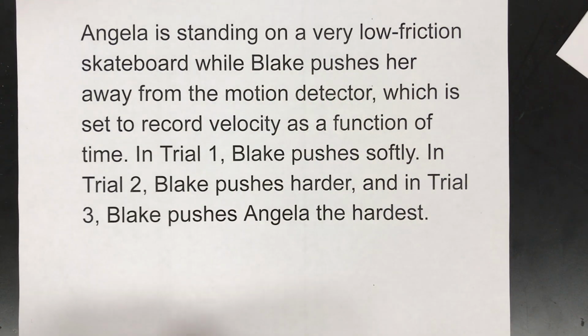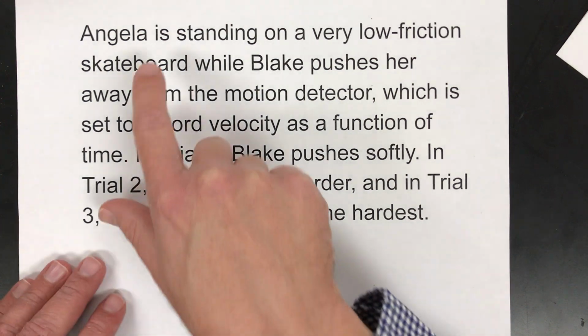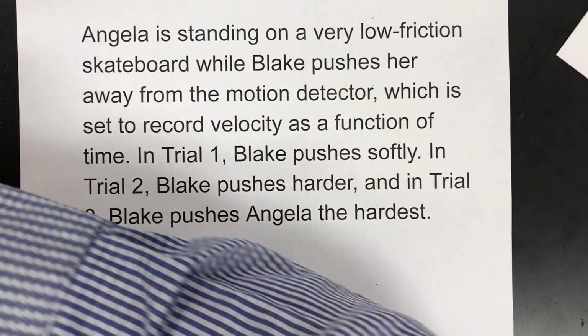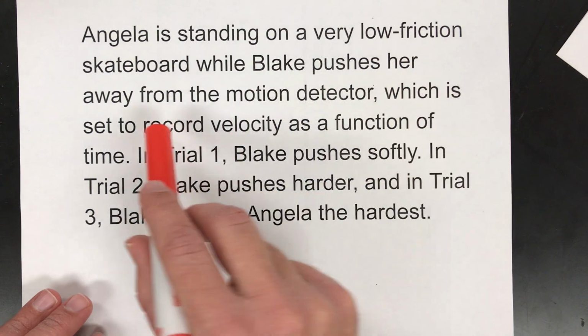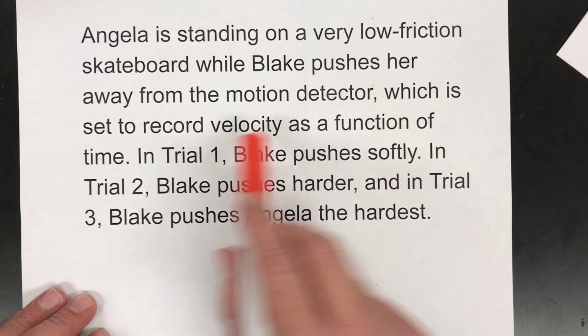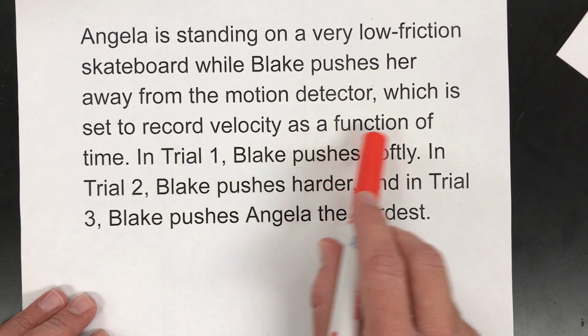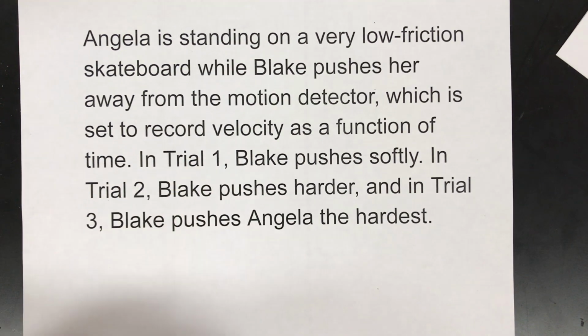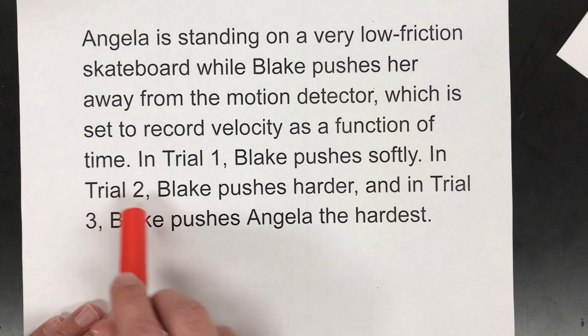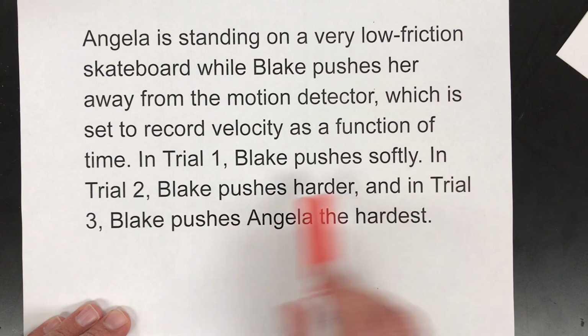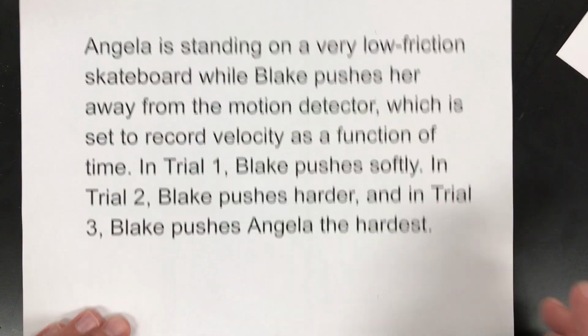Hey everybody, this is 2B, force and acceleration. So it says Angela's standing on a very low friction skateboard while Blake pushes her away from the motion detector, which is set to record velocity as a function of time. In trial 1, Blake pushes softly. In trial 2, Blake pushes harder. And in trial 3, Blake pushes Angela the hardest.